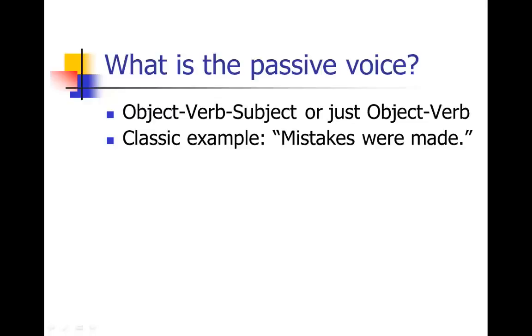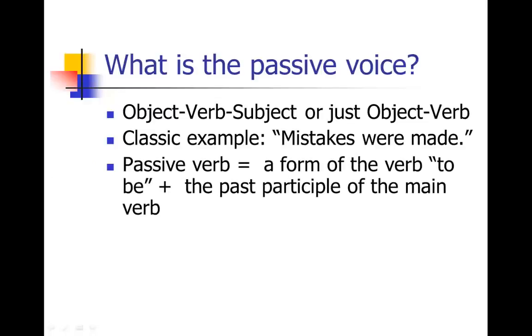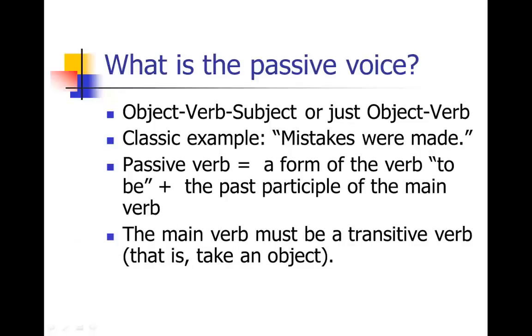You can recognize the passive voice by looking for the passive verb, and that verb will have 2 parts to it. It will have a form of the verb to be, that's is, are, was, were, be, been, or am, and then it will have a main verb that will be in the past tense. And that main verb has to take an object. It's what we call a transitive verb. It has to take an object or you won't be able to invert it into the passive voice.